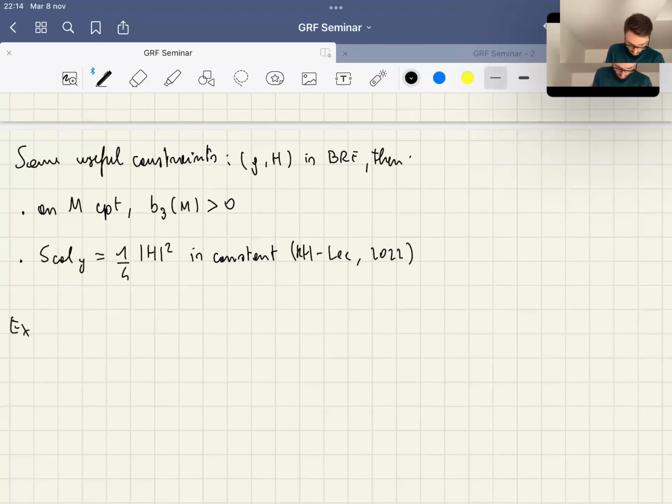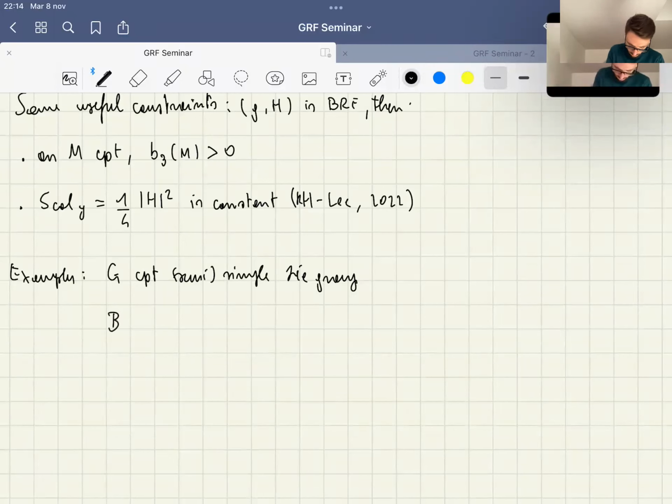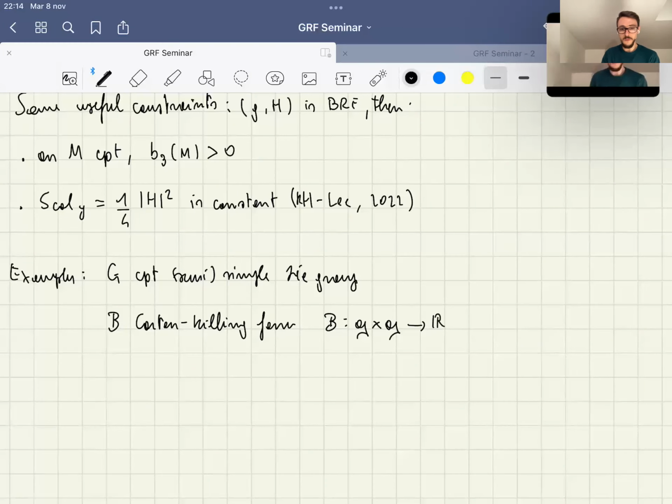Okay, so there are some examples in the homogeneous setting which are in some sense trivial, but let me recall them because I will need them later. Let's start with G, a compact semi-simple Lie group. On such a Lie group, we can always consider its Cartan-Killing form, which I recall is defined from the algebra of G times itself to R, and on a pair of left invariant vector fields is given by the trace of the composition of the adjoint maps at the algebra level.